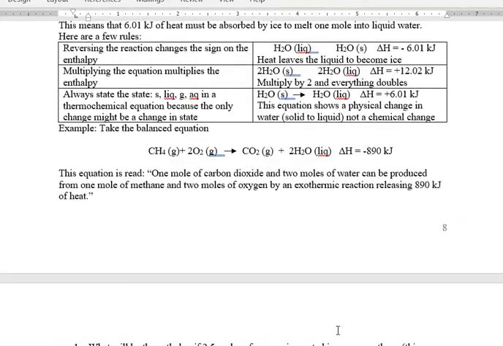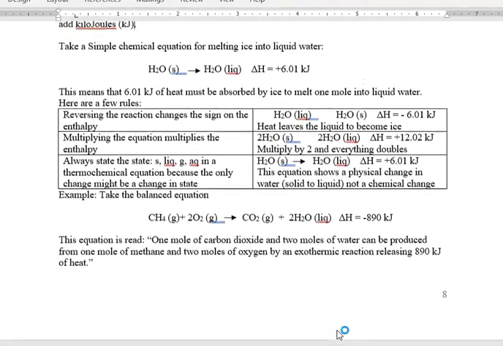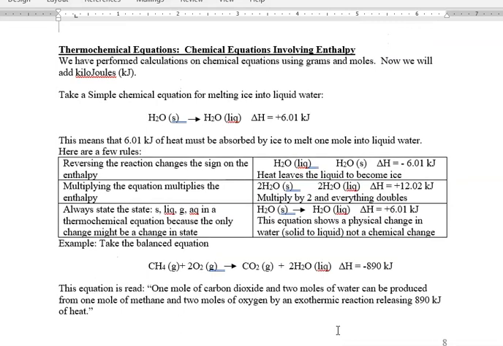Okay, let's go into thermochemical equations, chemical equations involving enthalpy. So we have performed calculations on chemical equations using grams and moles. Now we add kilojoules. So you can think of heat as almost like a reactant or a product of a reaction. You have your reactants on the left, you have the products on the right. If it's exothermic, then you have heat coming out, and you think of that as a product, heat going out.